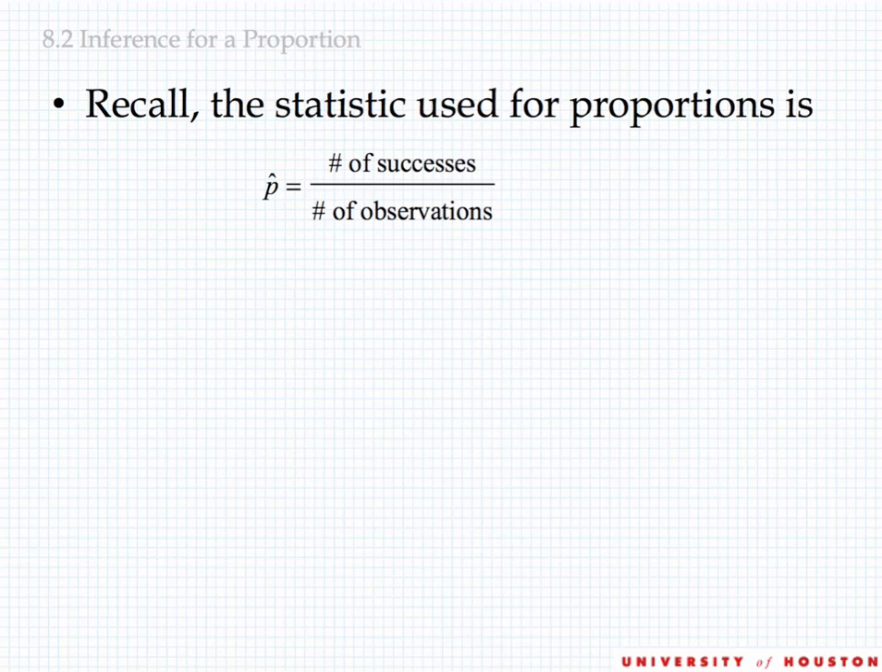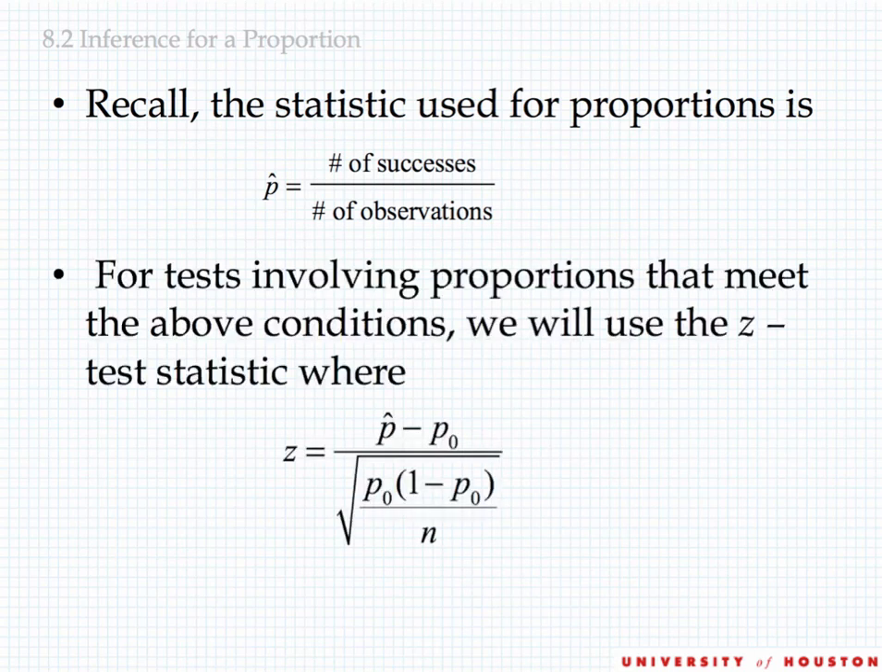Recall that our statistic used for proportions is p hat, which is equal to our number of successes divided by our number of observations. For tests involving proportions that meet the above conditions, we use the z-test statistic, where z is p hat minus p naught divided by the square root of p naught times 1 minus p naught over n. Z is the only test statistic we will be using with proportions.